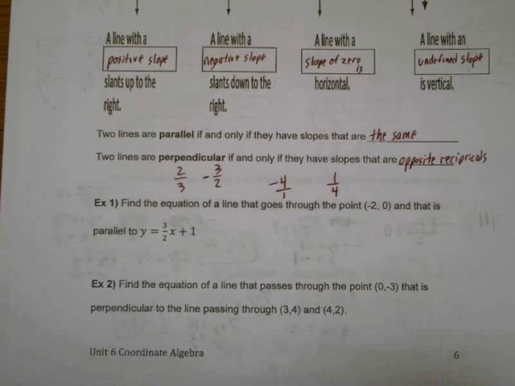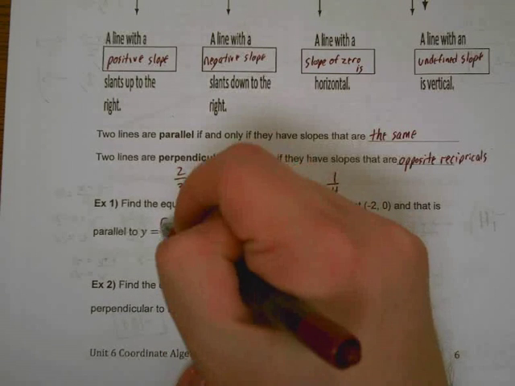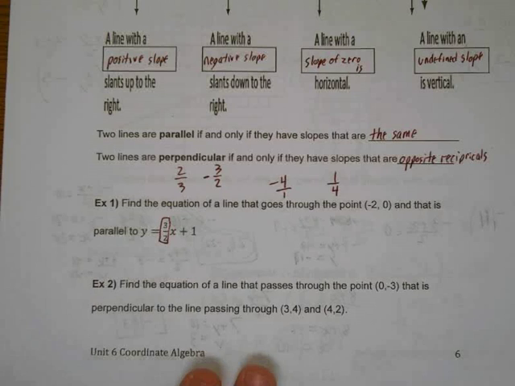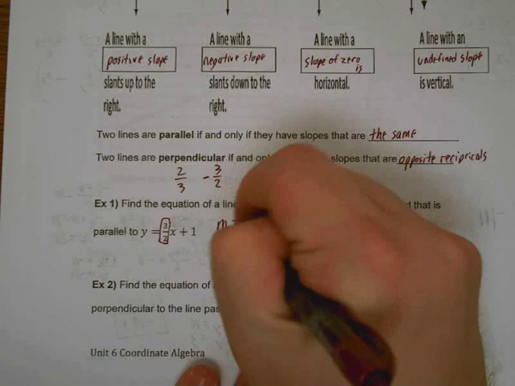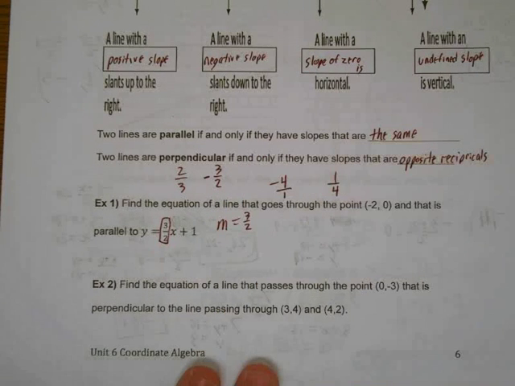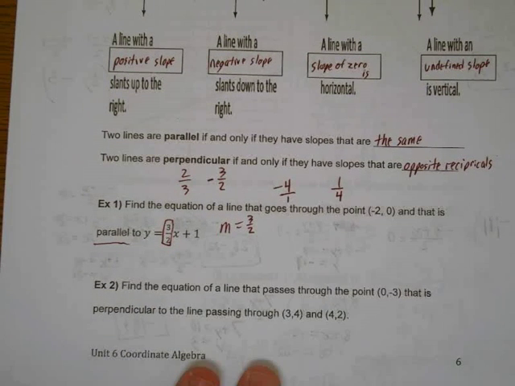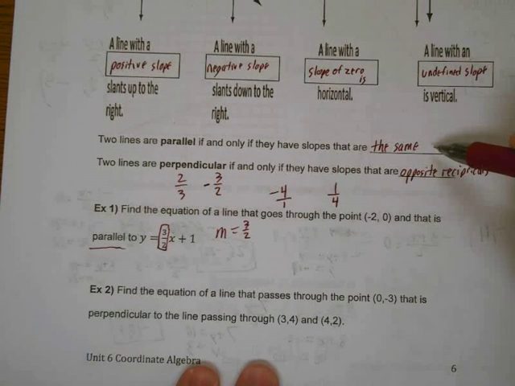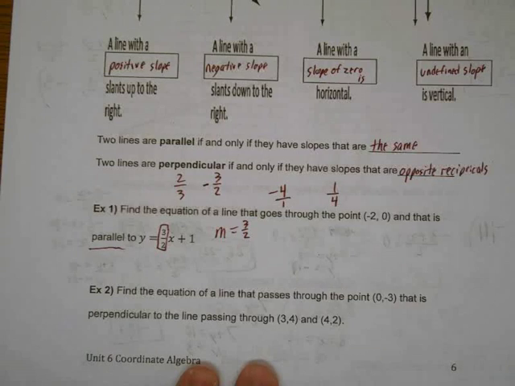Now, let's look at example 1. We are asked to find the equation of a line that goes through the point (-2, 0), and that is parallel to y equals 3/2 x plus 1. If you remember, this is in slope-intercept form, so we know that the slope is going to be right here, 3/2. So the slope of our original line is 3/2. Now, we want a new equation that is parallel to that. If we remember up above, parallel lines have the same slope.